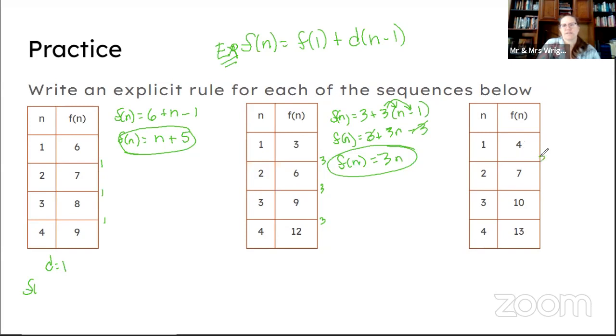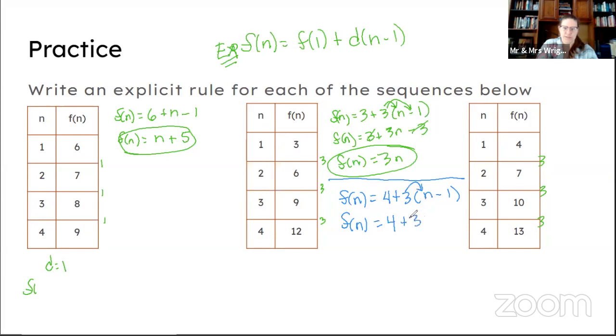4, 5, 6, 7 is 3, 7, 8, 9, 10 is 3, 10 and 13 is 3. I'm actually going to switch colors here because I want to do my work on this side. F of n is the first term, 4, plus the difference of 3 times n minus 1. F of n is 4 plus distribute.